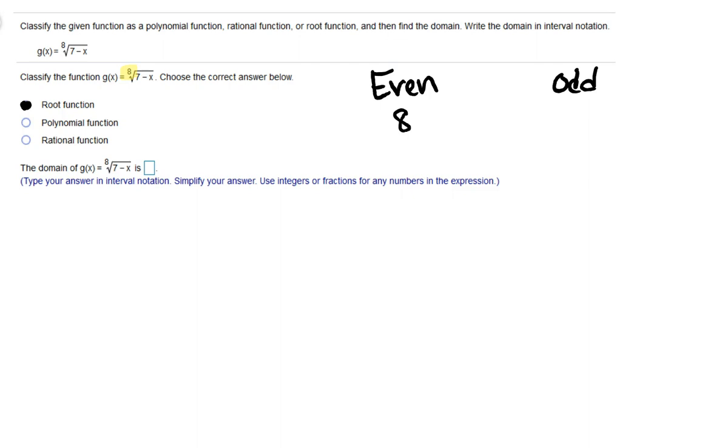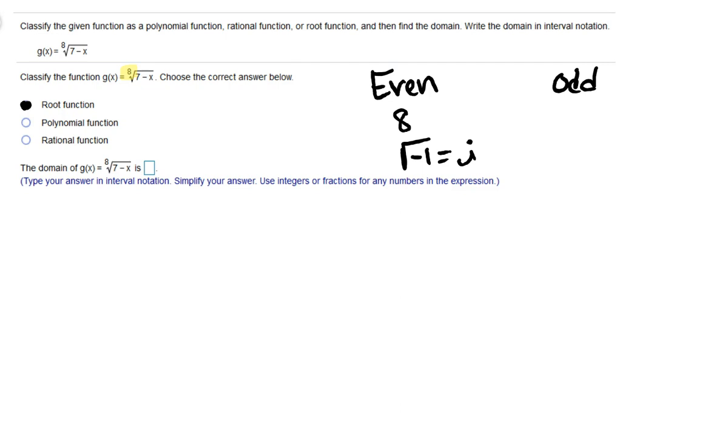So what we're worried about with the even roots is negative numbers. If we, for example, take the square root of -1, we get i, the imaginary unit, and that is not a real number. So when finding the domain, we want to make sure that what's underneath the radical is either positive or 0, not negative, to make sure we avoid those imaginary numbers.